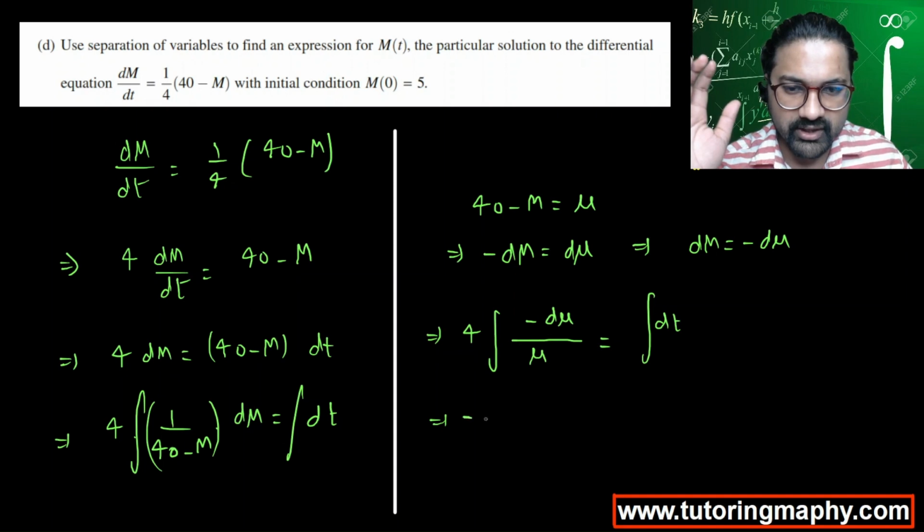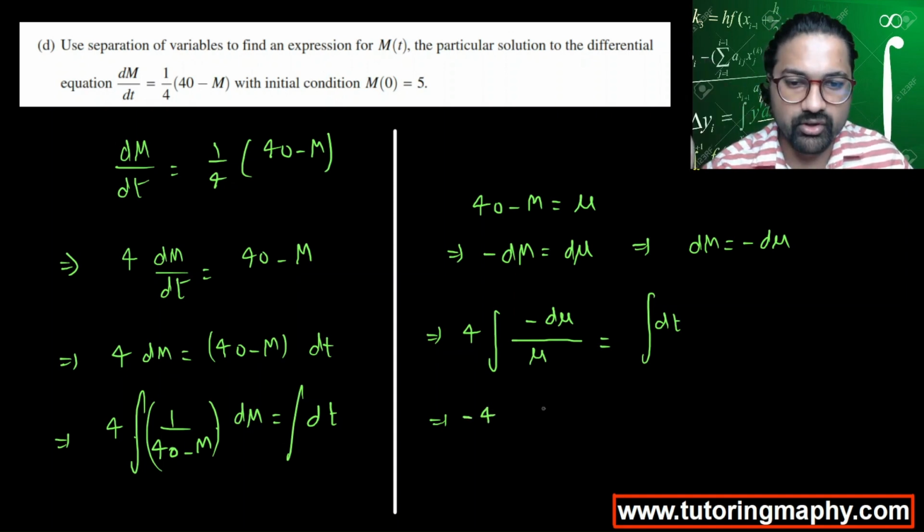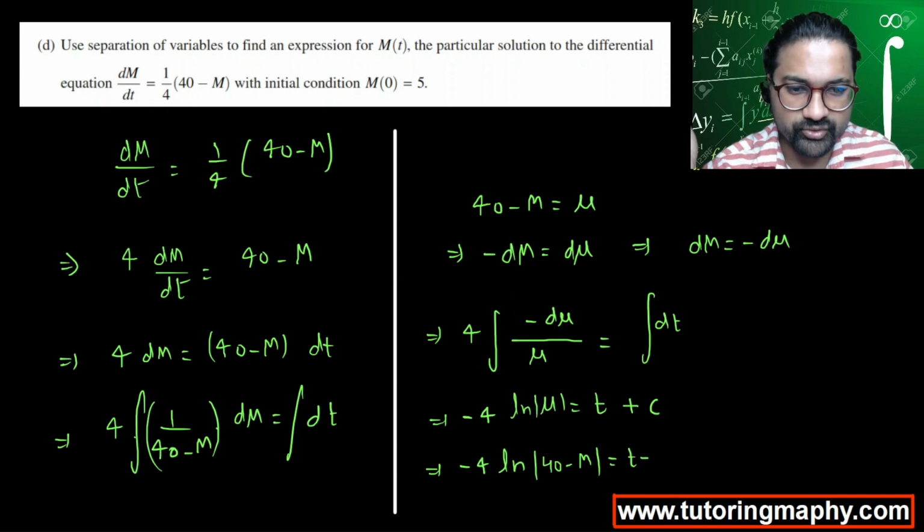So this is going to look like negative 4, and what is the integration of 1 over u? That's natural log of absolute value of u, and that is equal to t plus some constant of integral c. Obviously I want my answer to be in terms of the original variable, so I'm going to plug u back in as 40 minus m. So that's going to look like negative 4 ln absolute value of 40 minus m is equal to t plus c.